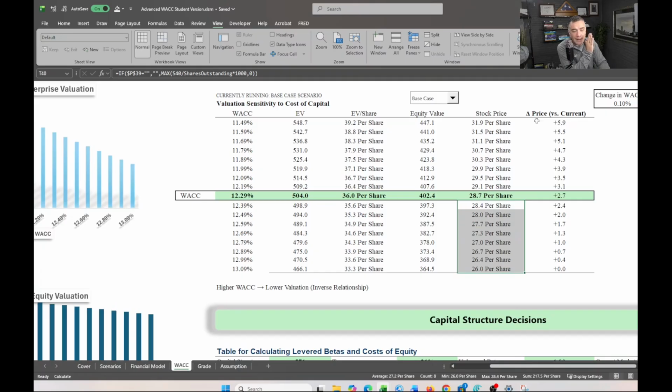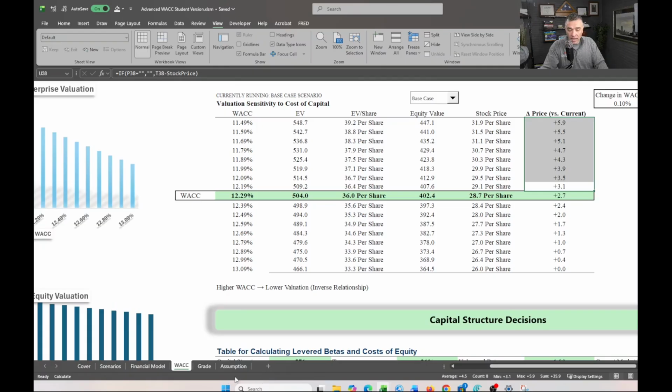And right here is the change in price versus the current price. So right now we're valuing the company at 28.7, so it's a plus 2.7. That's what that means. As you can see, if we could lower that WACC, look at that. The price will go up by almost $6 per share of value. If we buy it today and that can happen, look at all the gains that we could get from it.